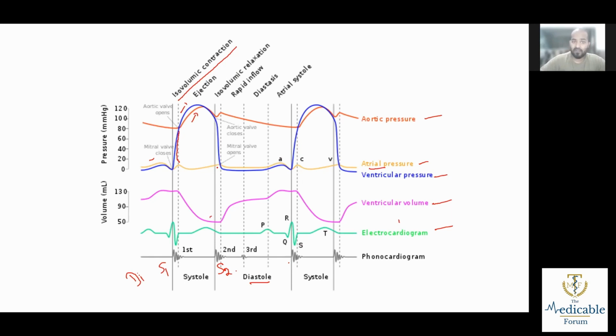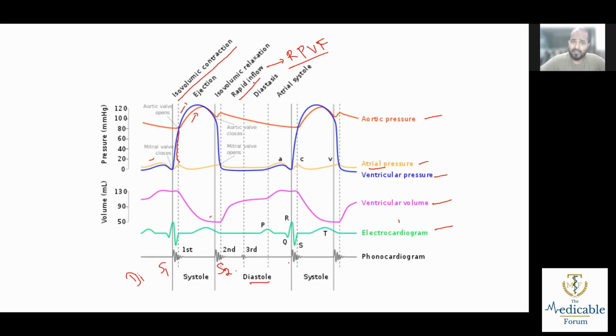Your mitral valve opens, and this is called the rapid inflow, which is also called the rapid passive ventricular filling. So what happens here is that the ventricle is filled rapidly. So you see a spike in the volume and the pressures still keep dropping.